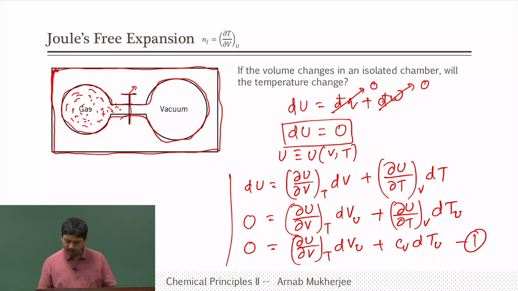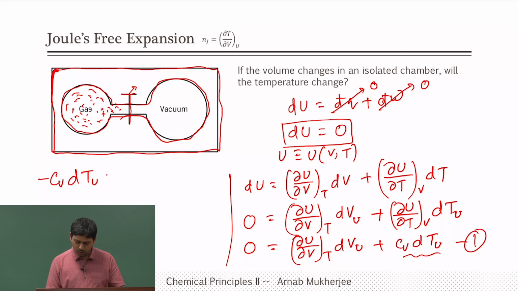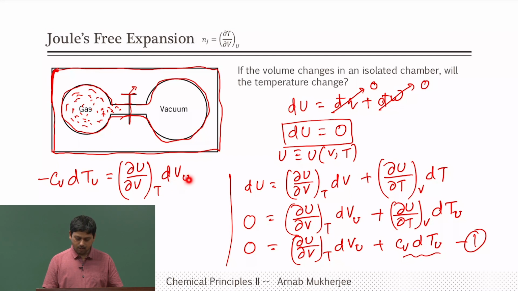Now, we are going to rewrite this equation by taking this particular quantity on the left hand side. So, it will be minus Cv dT at constant U is equal to (del U by del V) at constant T dV at constant U. We are trying to understand how much change in the temperature is going to happen if the volume expands under the condition that U remains constant. That is what we are going to observe.